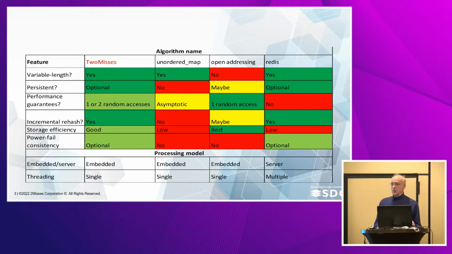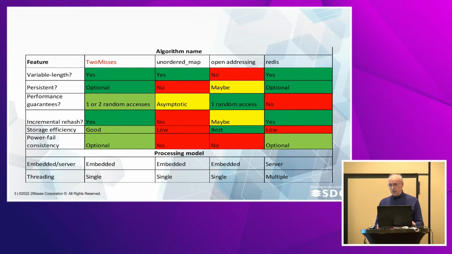And then there's Redis, which of course is in a different category from these others. It does handle variable length records. It is persistent optionally. I believe they have memory only ones. And I'm not an expert on Redis. This is just from reading about it and hearing about it. It can incrementally rehash the table so you don't lose performance. You don't have to wait a long time. And the storage efficiency isn't very good because, again, you have a separate allocation for every record, every value. And you can have power fail consistency. That depends.